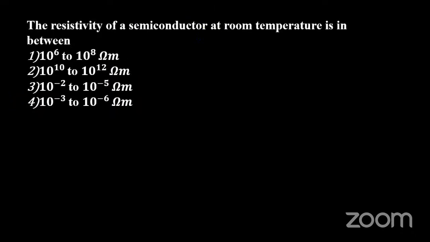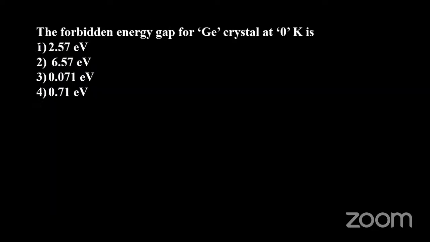Resistivity of a semiconductor at room temperature has a very high resistance, so it is of the order of 10 to the power 6 to 10 to the power 8 ohm meter. The forbidden energy gap of germanium: germanium is a semiconductor with 0.71 volt. Silicon is 0.37 volt.